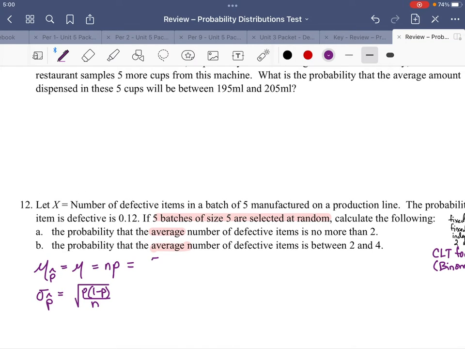n is 5, so 5 times 0.12 is 0.6. On top, 0.12, 0.88 over 5. Right, so count those numbers. So off screen, I'm just popping this into the calculator. Times 0.88 over 5. And we get a result of 0.145.